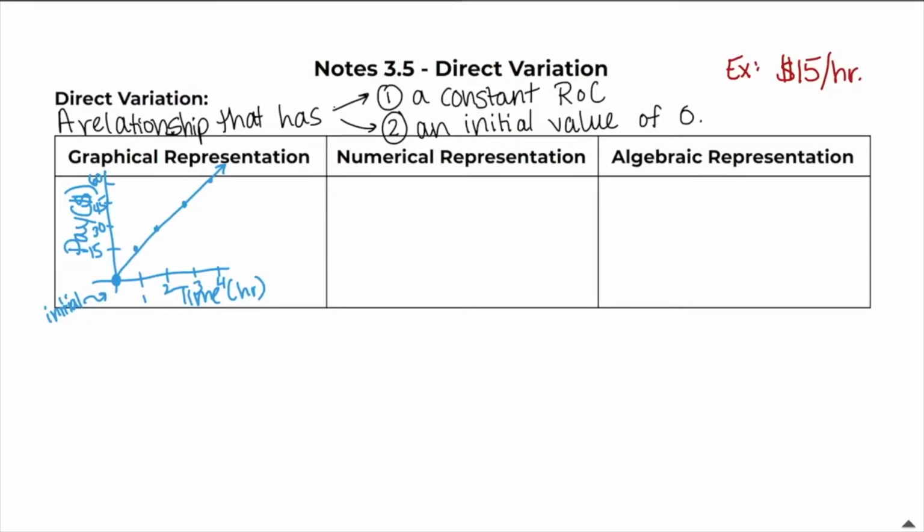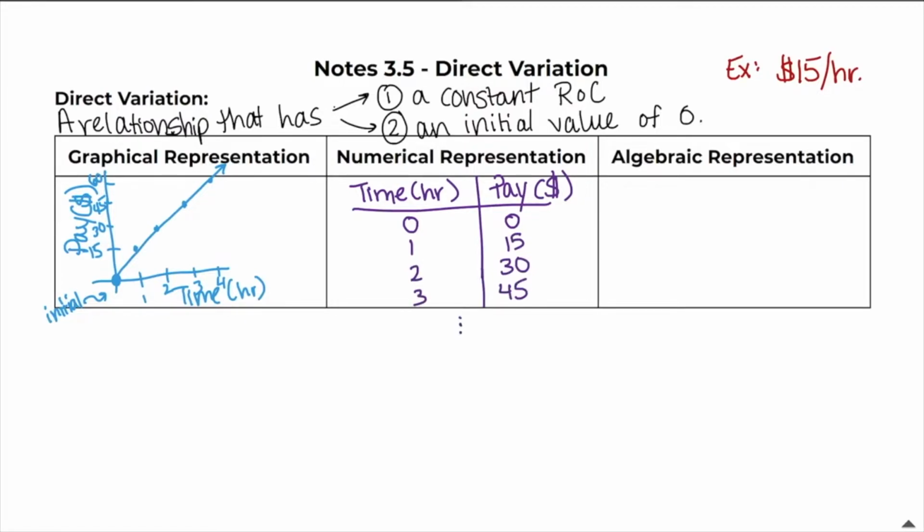A numerical representation would be in a chart. So we would have time, which is measured in hours here, and then we would have our pay, which is measured in dollars. And same thing, initial value, you don't work, you work 0 hours, you get paid $0. You work 1 hour, you get paid $15. You work 2 hours, you get paid $30. 3 hours, $45, so on and so forth. So this is a numerical representation because you have numbers or coordinates to represent what's happening in this situation, okay?